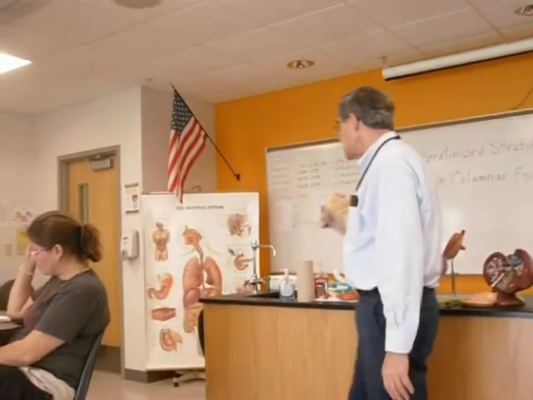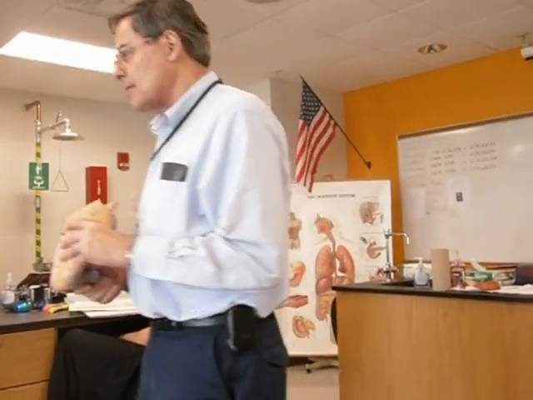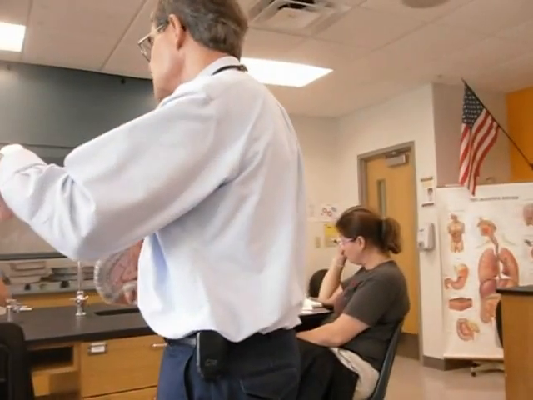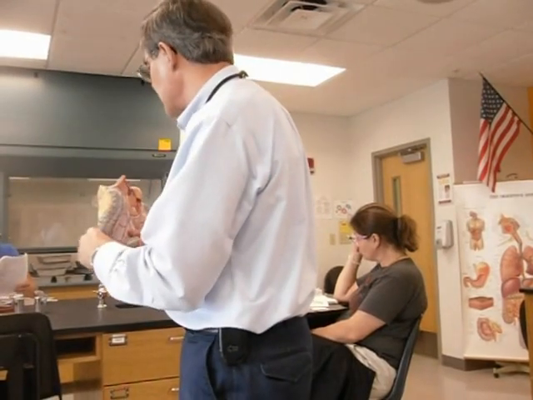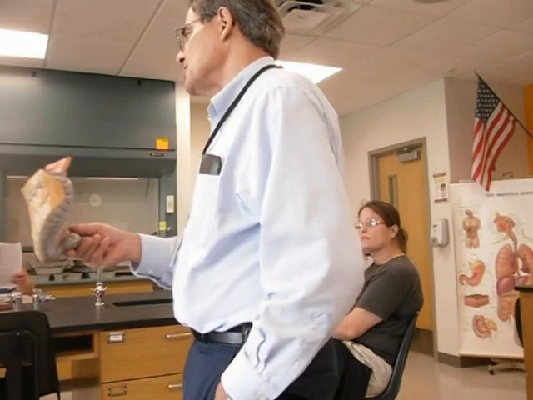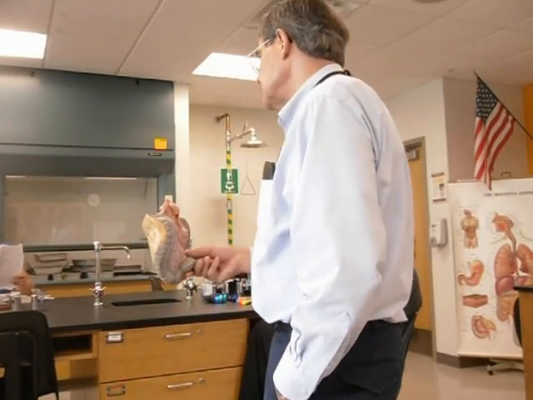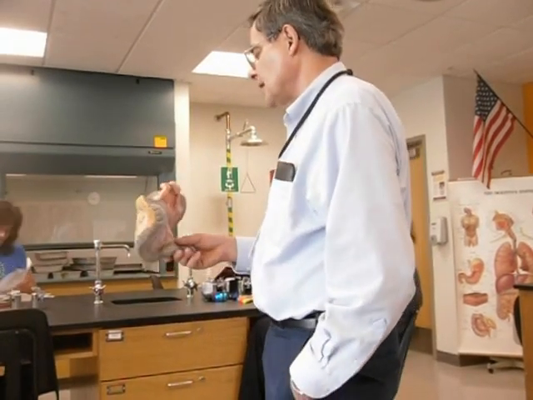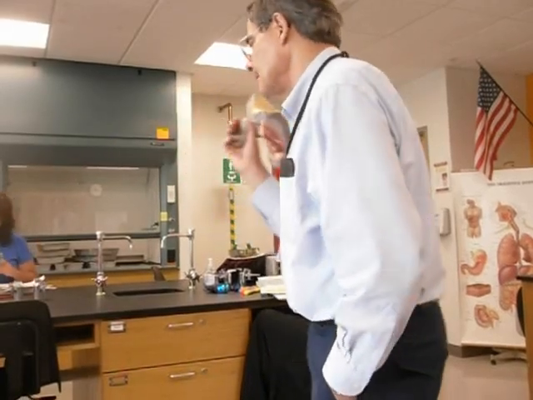Epiploic appendages are not shown in the models, but they are there on the diagram and also in your book. Epiploic appendages are basically just little clumps of fat that hang off the exterior wall of the large intestine. Again, they're not shown on the model here.